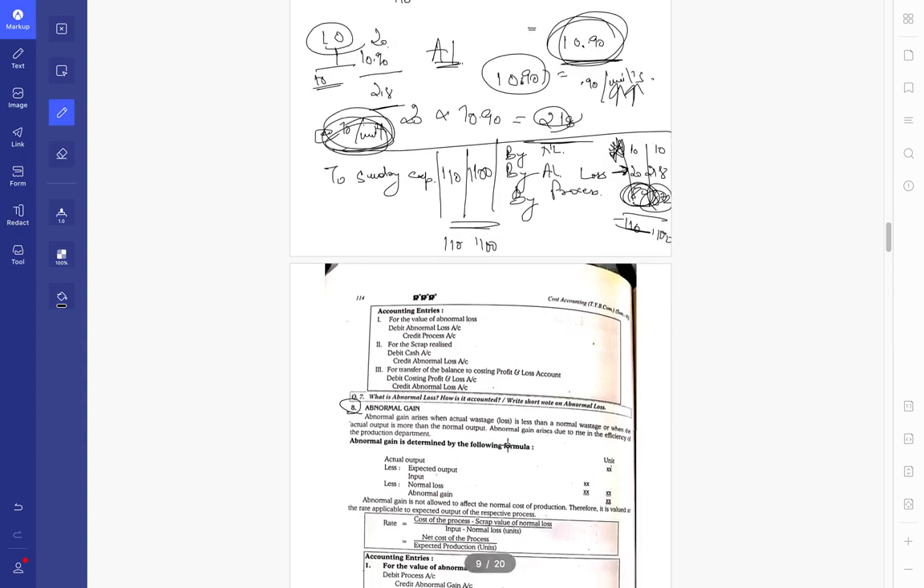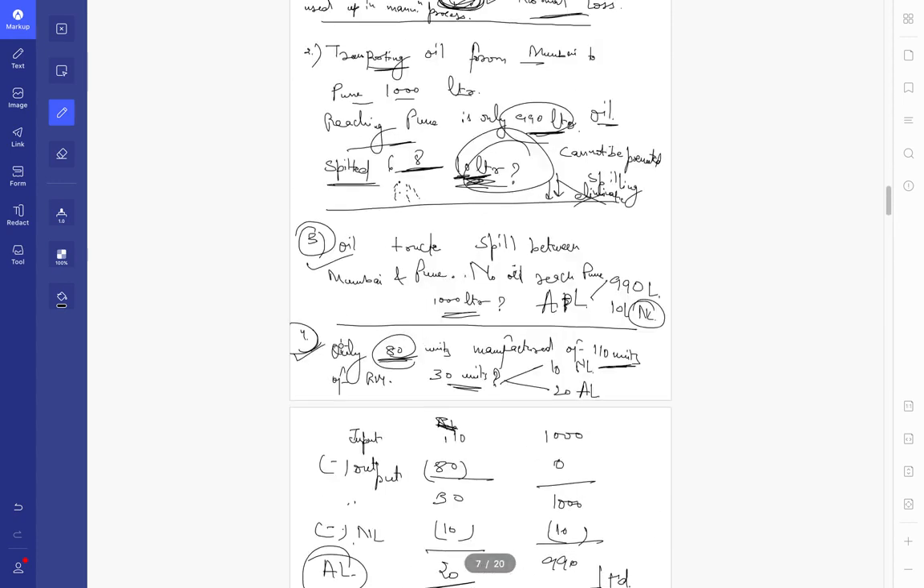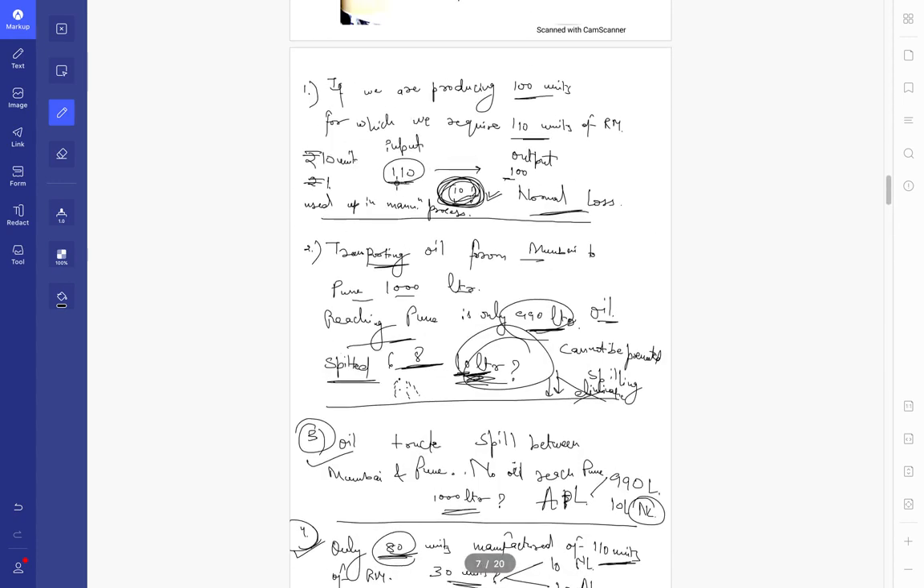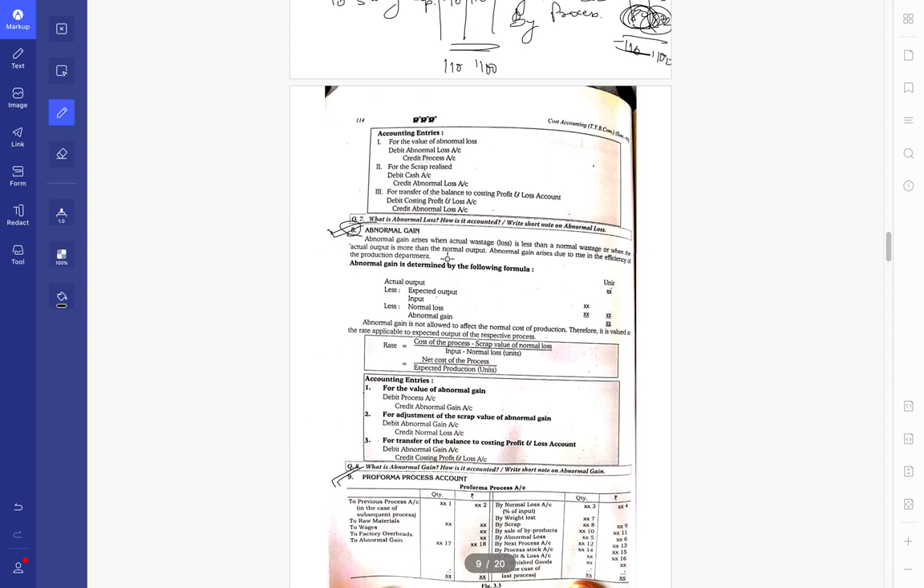Then next we have another important concept, that is of abnormal gain. Abnormal gain, for us to be able to find out, is slightly tricky, because what happens is, let's say we are putting in 100 units and getting an output of 110. That does not usually occur. You don't have any concept like normal gain, alright? You need to know that first. You do not have any concept of normal gain.